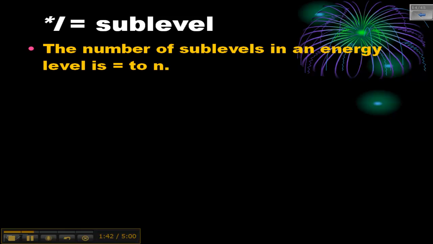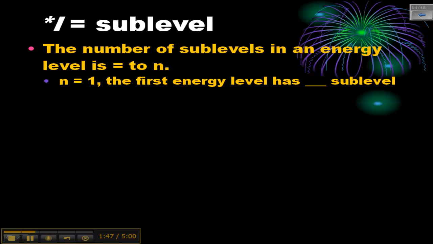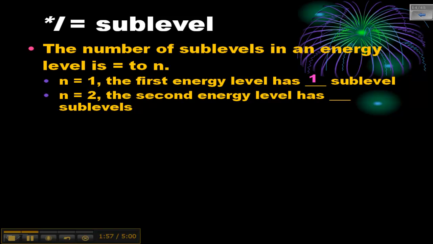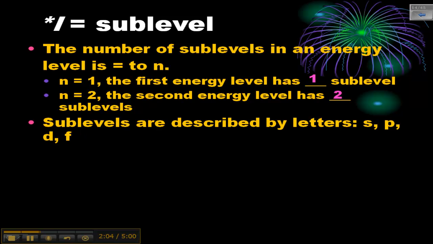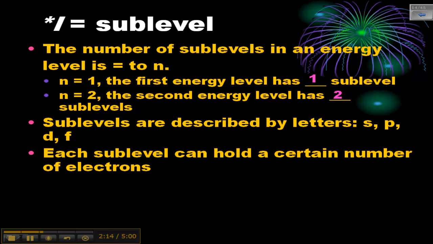Now the number of sublevels in an energy level is going to be equal to whatever N is. So for example, if N, the first energy level, N is equal to 1, so there's only 1 sublevel. N equals 2, so the second energy level has 2 sublevels. The sublevels are described by the letters S, P, D, and F, and we are going to use a lot of S, P, D, and F. So you need to memorize these along with the maximum number of electrons that each one can hold.